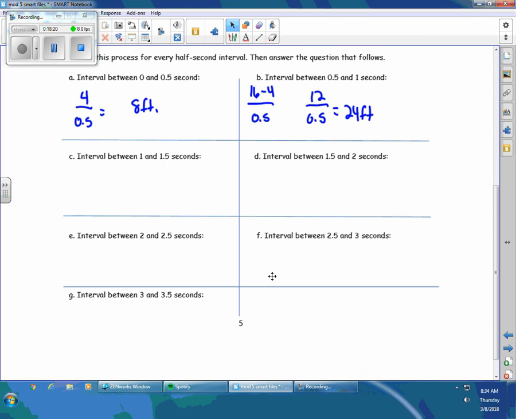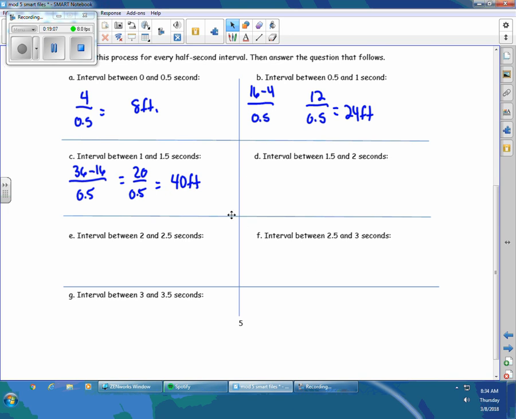At 1.5 seconds, we're at 36 feet. At 1 second, we were at 16. So 36 minus 16 divided by 0.5. Again, don't wait for me. This is going to be 40 feet. And again, these are averages. So the average speed is 40 feet per second during that half-second interval.